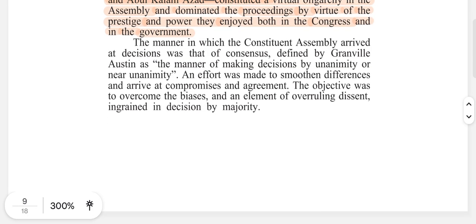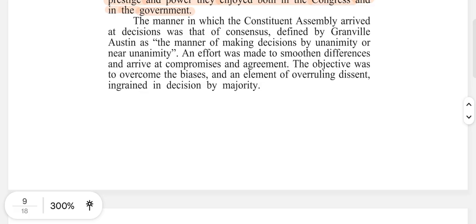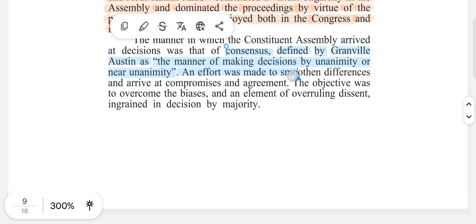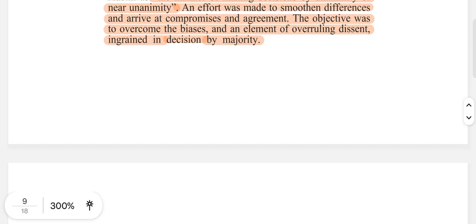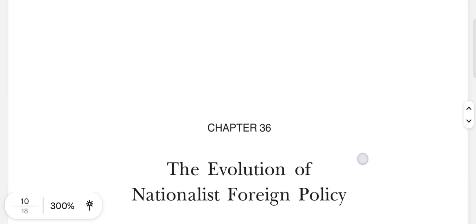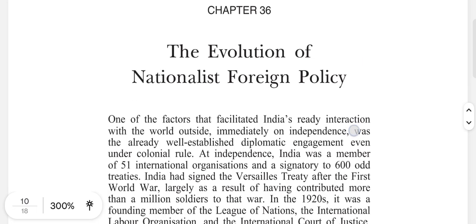The manner in which the Constituent Assembly arrived at decisions was that of consensus, defined by Granville Austin as the manner of making decisions by unanimity or near unanimity. An effort was made to smoothen differences and arrive at compromises and agreement. The objective was to overcome the biases and an element of overruling dissent ingrained in decision by majority.